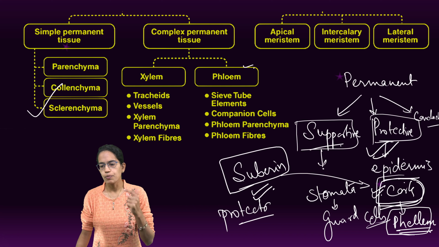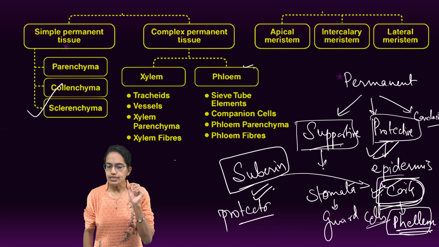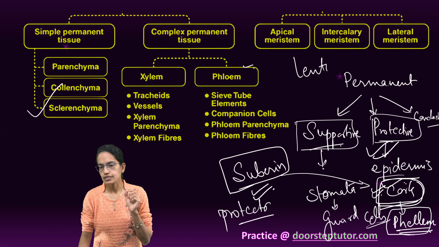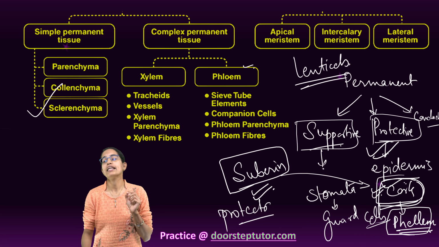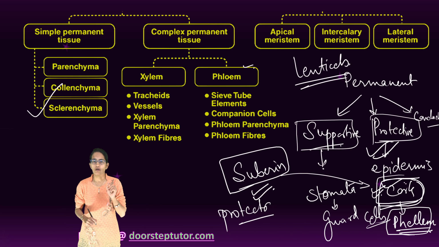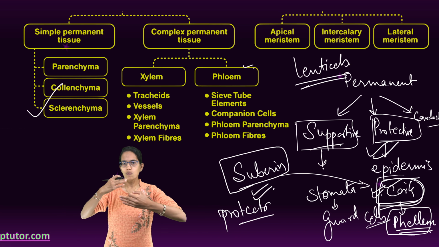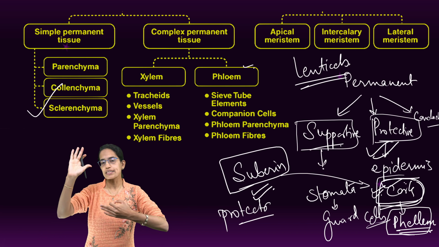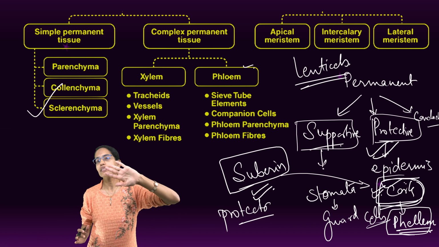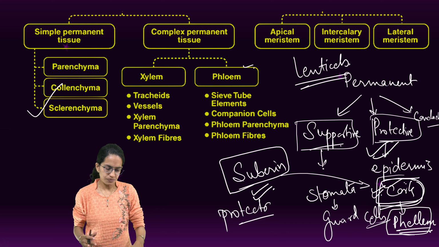The next important thing under cork is what? Cork does have pores in certain cases. These pores are known as lenticels. Now what is the function of lenticels? Lenticels help provide airflow to the internal tissues and therefore maintain the aeration within the system.